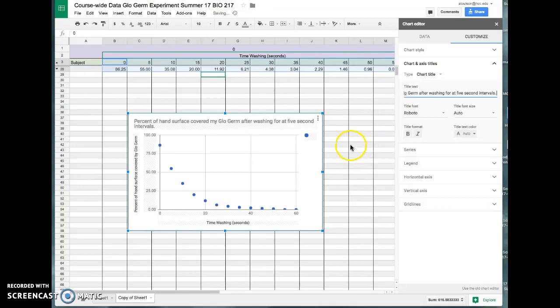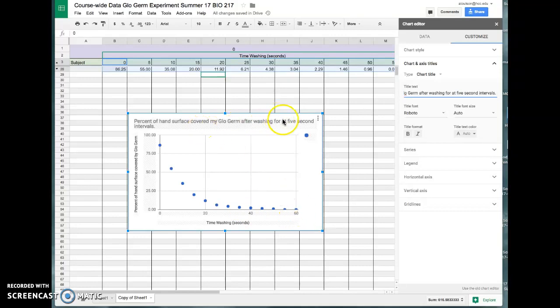So that's not my best title, but that's a pretty good title. It tells you exactly what you're looking at. You understand that you're seeing a significant decrease, really, just in the first 5 seconds, and that decrease continues over time until it reaches zero.